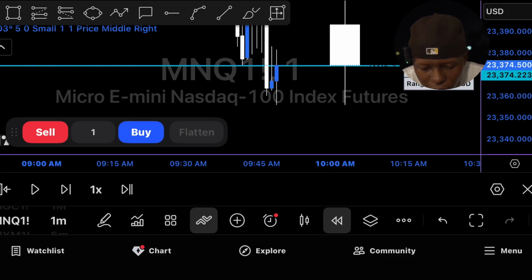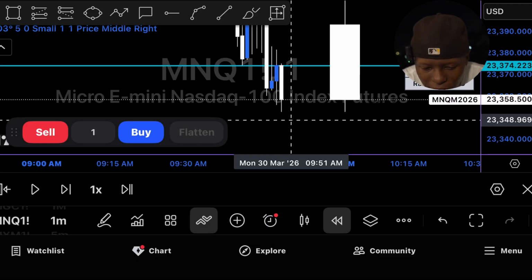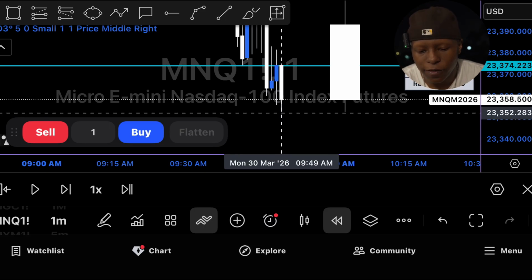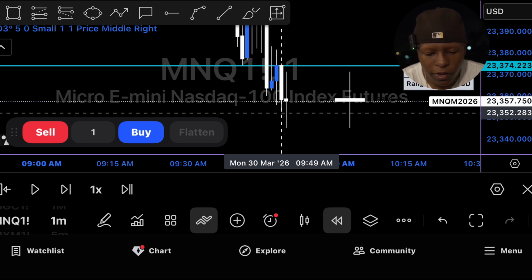When price pushed down here, I didn't get in on this initial move, right? And why didn't I get in on this initial move? Because the 5-minute candle hadn't quite closed yet. I wanted to wait for that 5-minute candle to close. You can see it is 9:49 Eastern Standard Time. And so we had to actually wait for the candle to close.